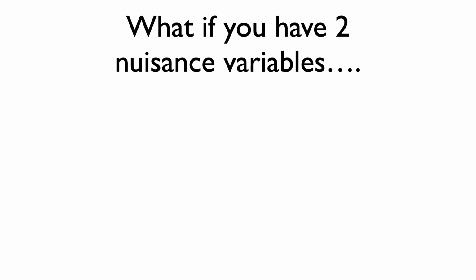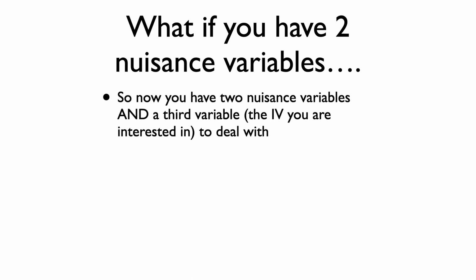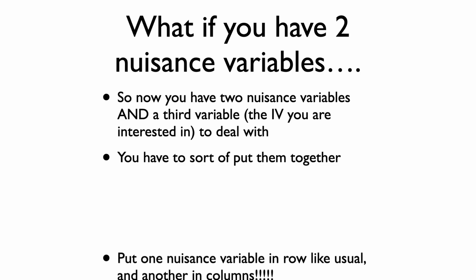Now, what if you have two nuisance variables? That's quite possible. So let's say you have these two nuisance variables, and a third variable, the independent variable, the one you're actually interested in. Remember, nuisance variables are real variables. We just want to remove their variance. So if we have two of those and one independent variable, we may be in a special situation where we can use a special design. We are going to put all of these things together, the two nuisance variables and the levels of the independent variable, and come up with a really cool research design that works under very specific circumstances.